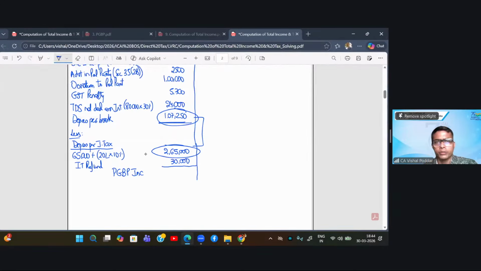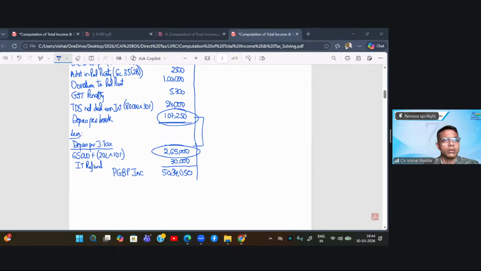Okay. So I was doing the calculation. The total which I am getting for PGBP as per my calculator is 50,34,050. Is it correct? 50,34,050. This is what my calculator is showing. Just confirm.